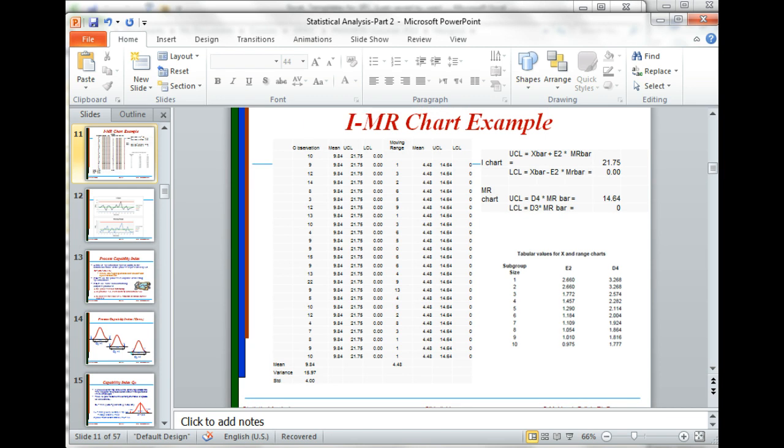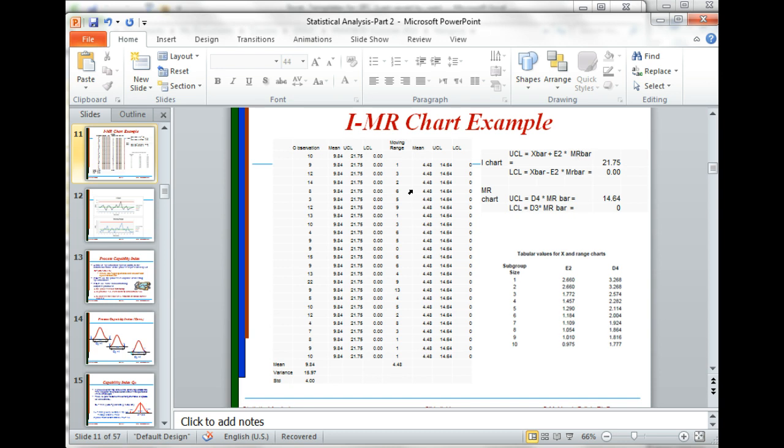Let's say you have a number of observations in this column: 10, 9, 12, all the way down, and I'm calculating the mean of that, the variance, and the standard deviation. And so this is the mean column. For the I chart, I use the mean value, which is 9.84, and the upper control limit then is X bar, which is 9.84, plus E2 times MR bar, which is the average of the moving range.